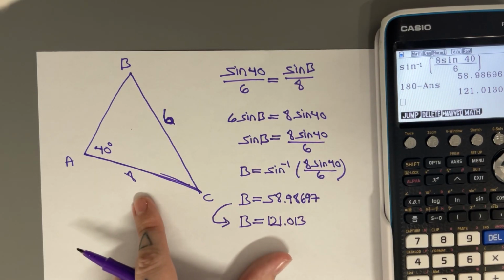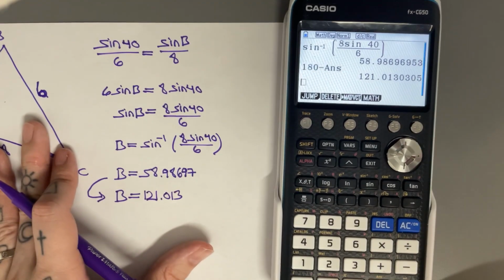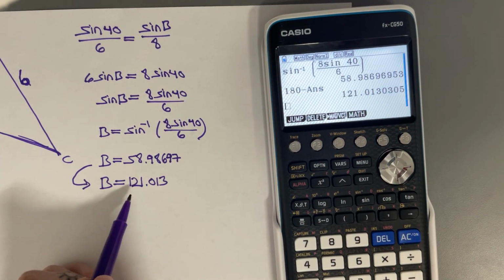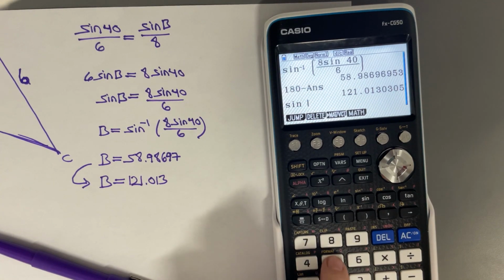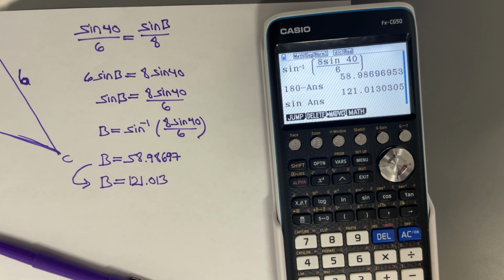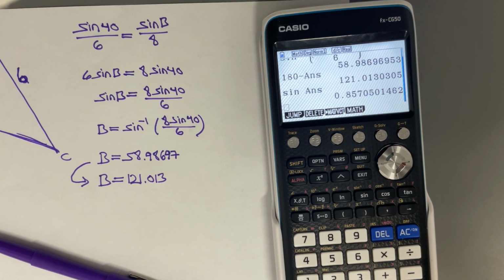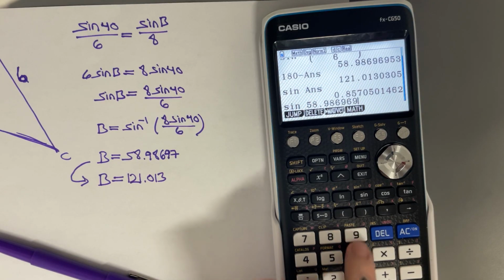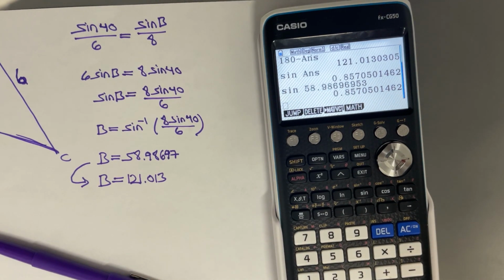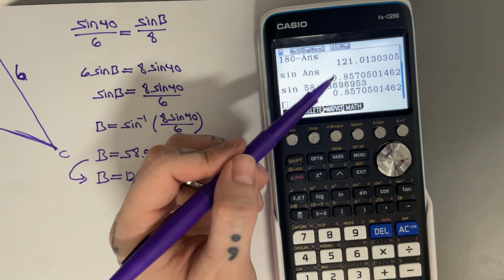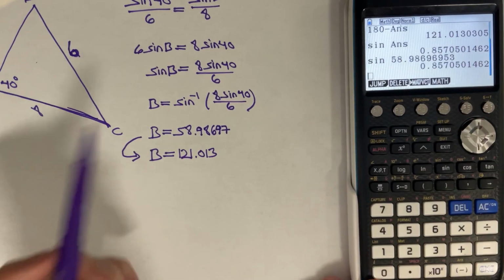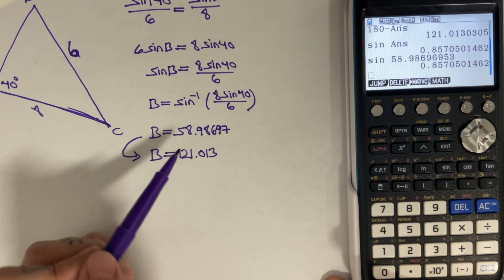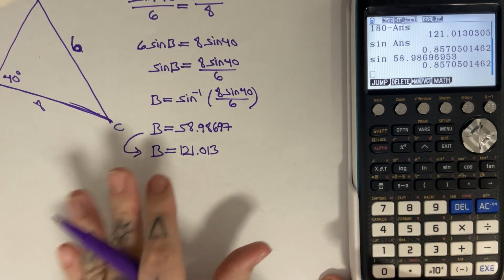Actually, before that, let's prove why we're doing this. On the calculator, I want to show you why we're taking both of these values. If I take sine of that 121 that we just did, we get 0.8571. But then if I do sine of 58.986966953, we get the same thing. So this is why we need to take both of those values, because these are both potential solutions. This angle right here that we just got works for both of these, so we have to account for both.